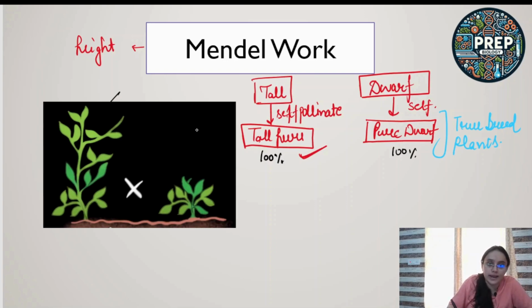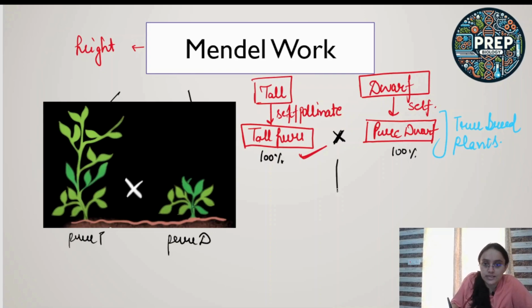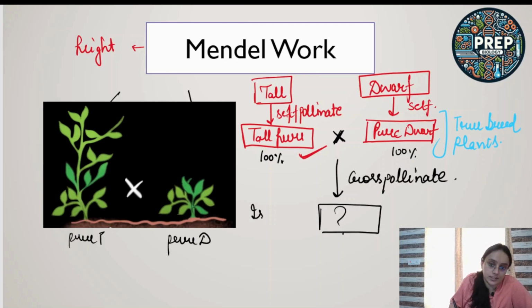Now, when he had 100% pure tall and 100% pure dwarf plants, what did he do? He cross-pollinated these plants, pure tall and pure dwarf. What did he find in the first generation? Any guesses? So what did he find?